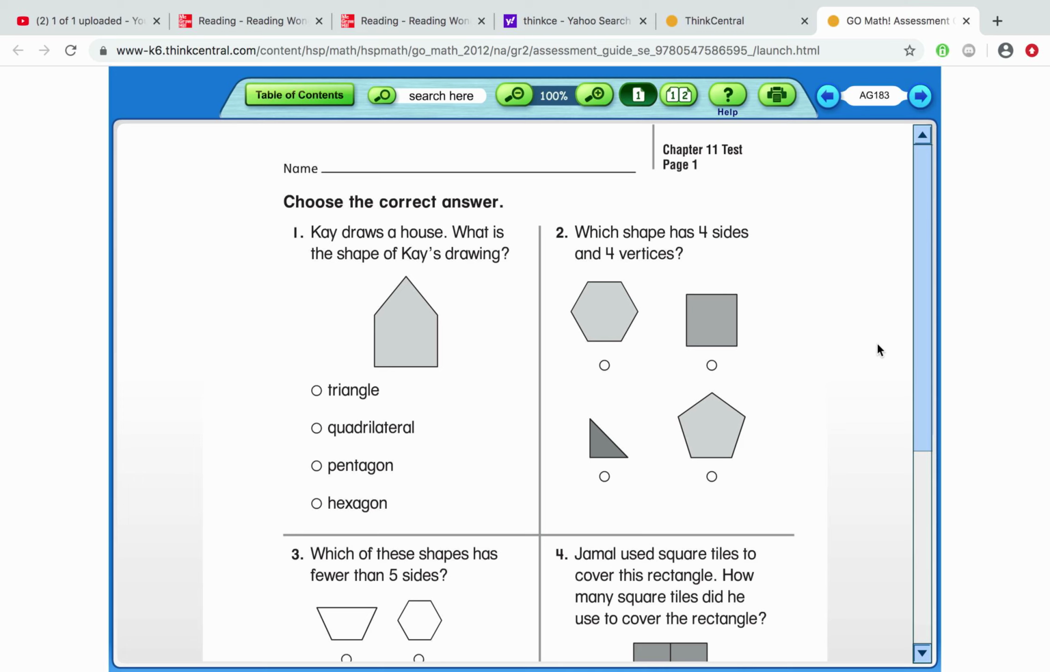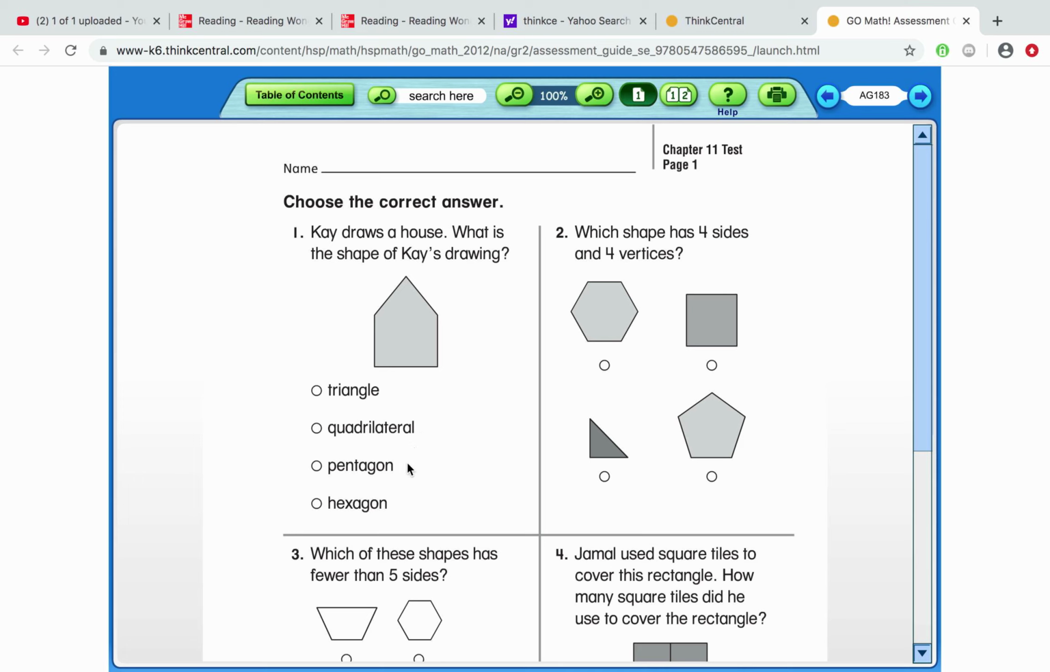Number 1, Kay draws a house. What is the shape of Kay's drawing? So, here's the house she drew. And what is this shape? Is it a triangle? Well, that means there needs to be 3 sides. And there's more than 3 sides. Is it a quadrilateral? Quad means 4, so I don't think so.